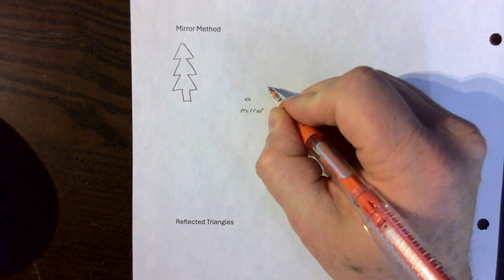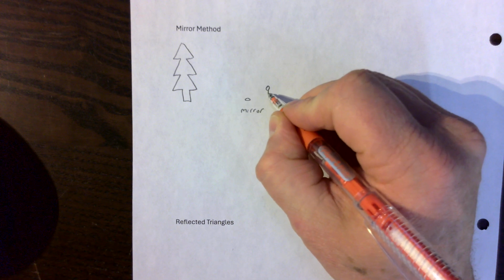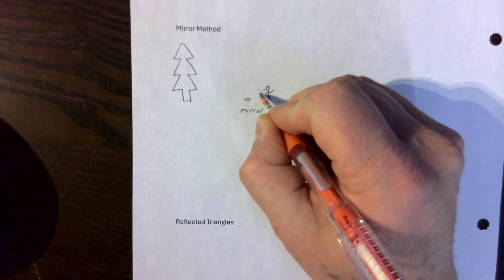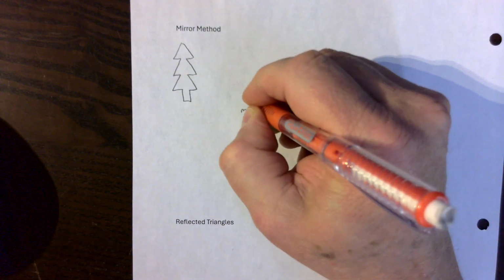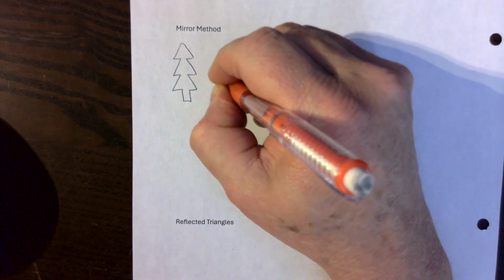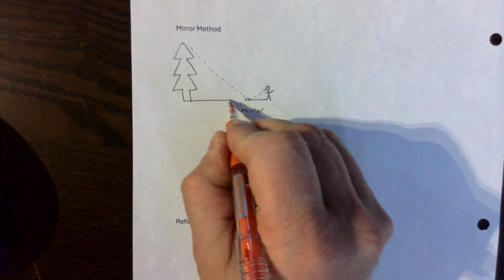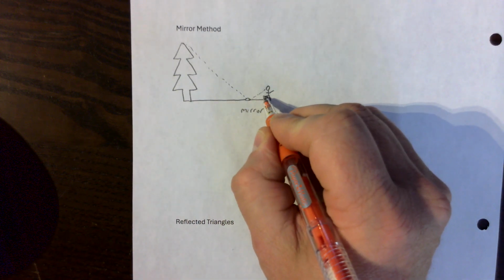And then have a person stand looking into the mirror so that they see the reflection. In the reflection of the mirror, they see the very top of the tree. And what that creates is, once again, two similar triangles.